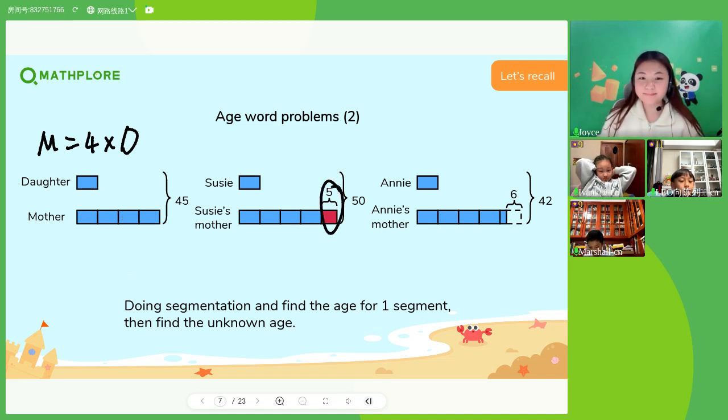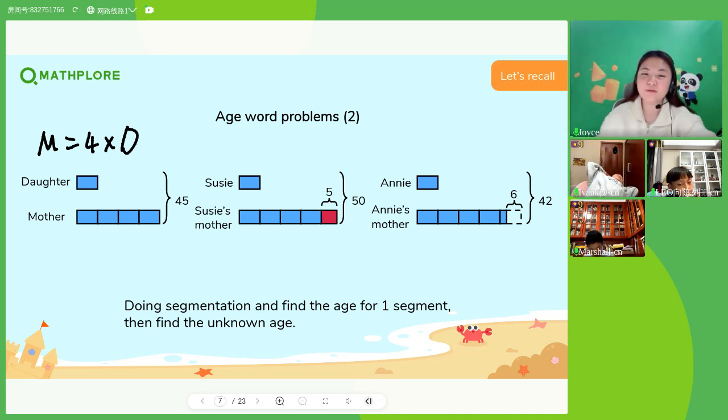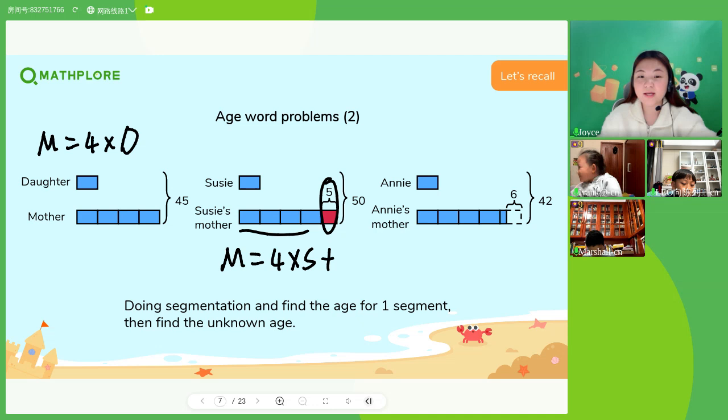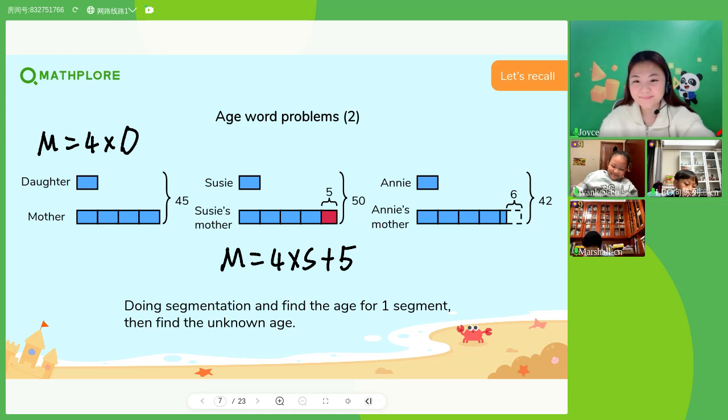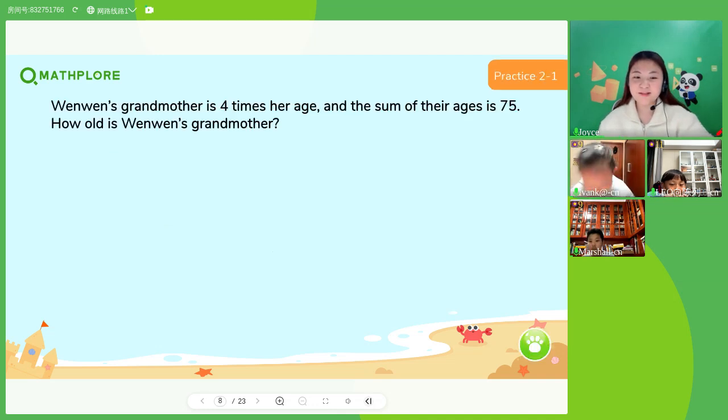And the second model, let's see, we have a red part. What does the red part mean? Is that something more or something less? Something more. It means when we have 5 more than 4 times, it's like the mother's age equals to 4 times of Susan's age, and the 5 more will have more than part. Just try to add it behind, okay? Then the last one, obviously, it means something less, right? When we have less than part, it's like 5 times Annie's age and 6 less than that. So we minus the 6. That's it. Is that clear? So different relationships will have different ways to draw it. And now let's move on to the practice.